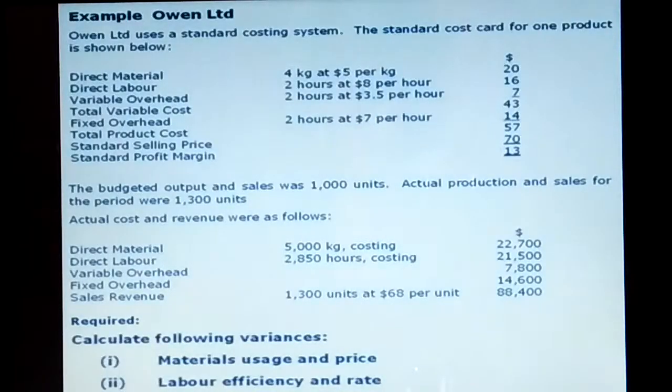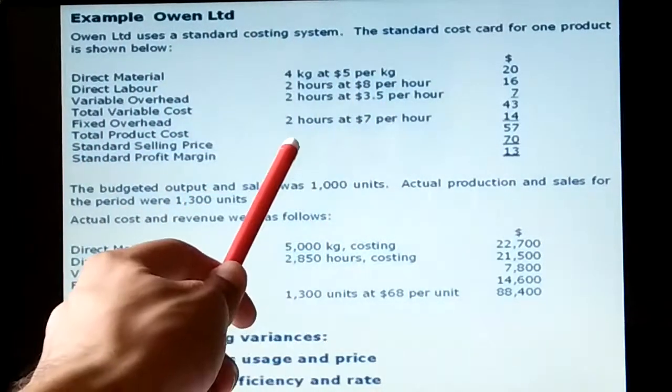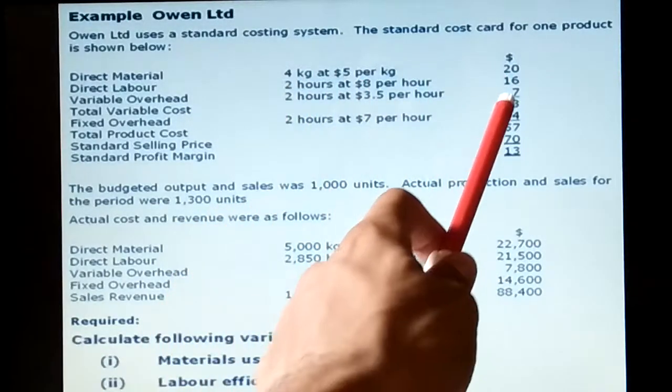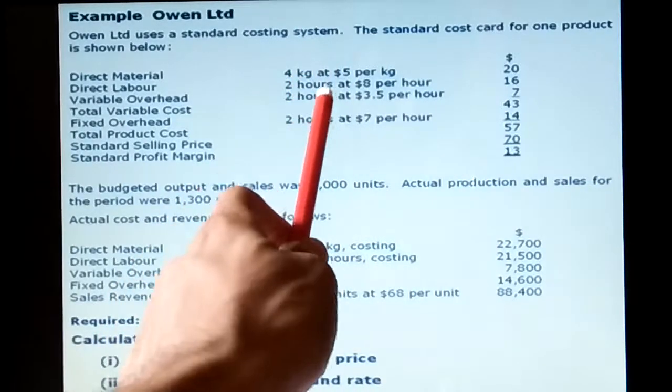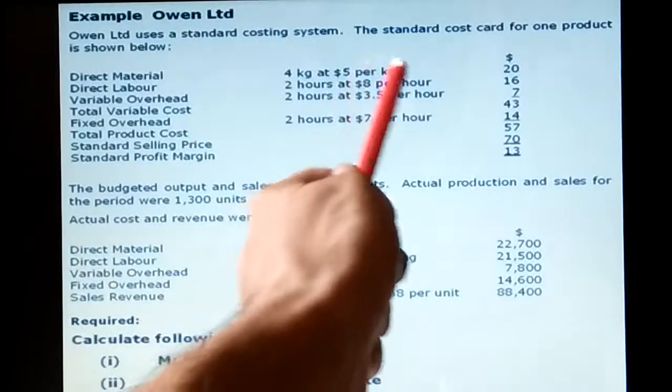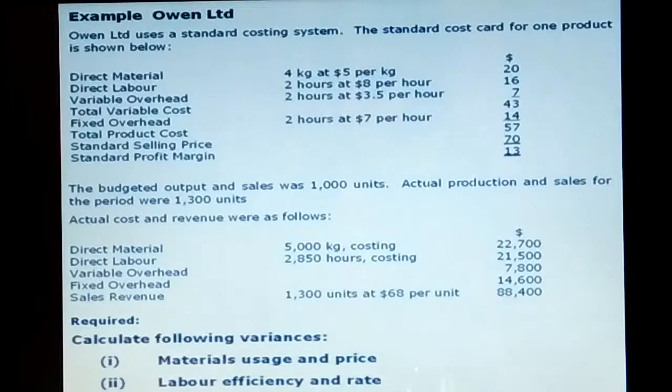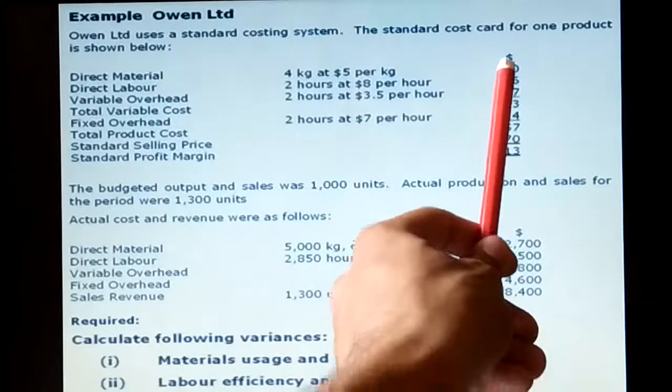Now you can see the example of Owen Limited, and in this example we are given two types of information, a standard cost card and the actual cost card. This one is the standard cost card and this one is the actual cost card. In the standard cost card we are given the cost per unit. 4 kg is used to make 1 unit, and $5 per kg is the cost, meaning 1 kg costs us $5, and the total cost of 1 unit is $20.